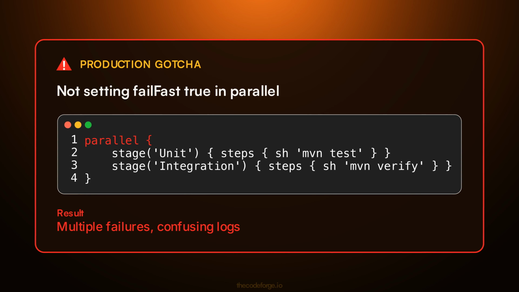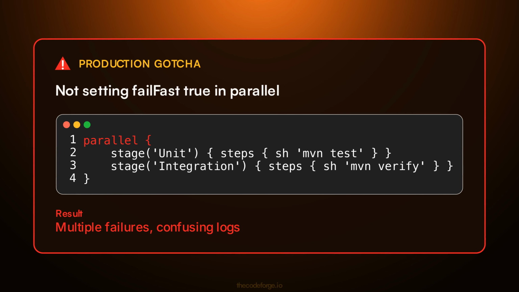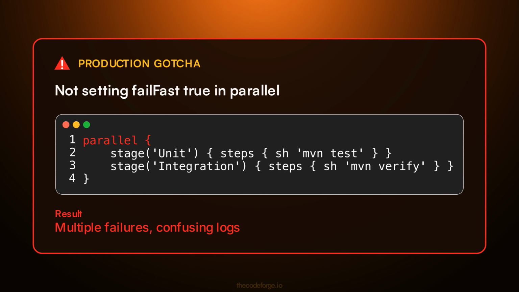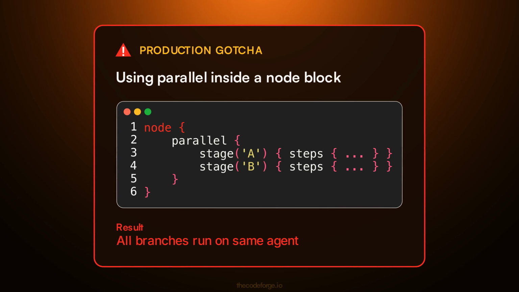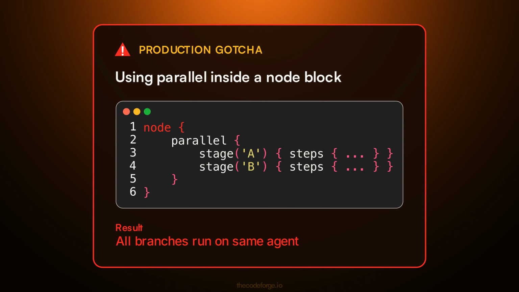Without failFast true, if one parallel branch fails, the others continue, leading to multiple failure messages and confusing logs. Always set failFast true to abort all branches on first failure. If you put parallel inside a node block, all branches run on the same agent, negating parallelism. Use agent none at pipeline level so each branch gets its own agent.